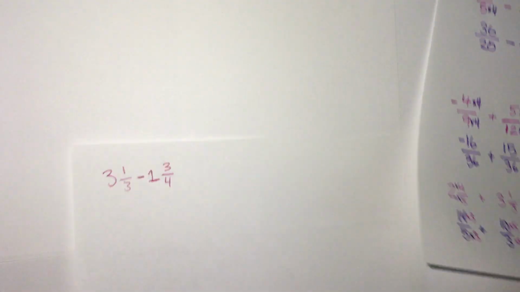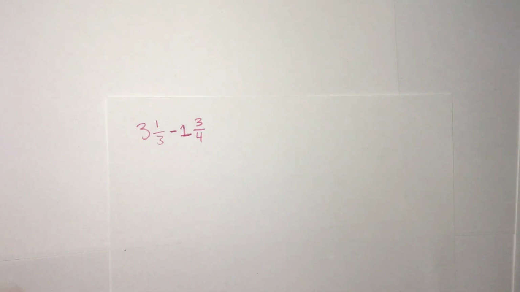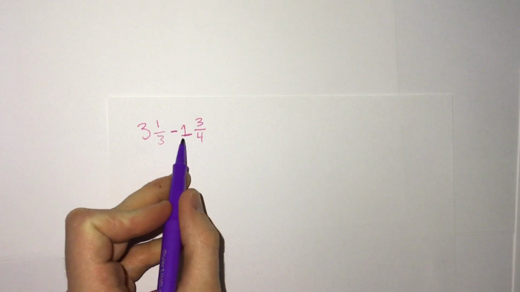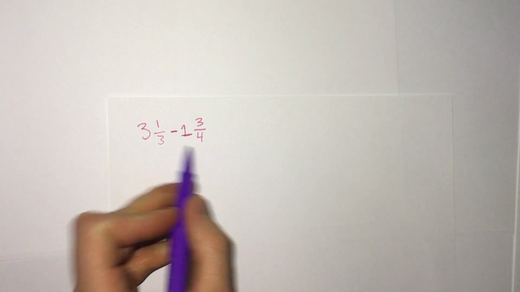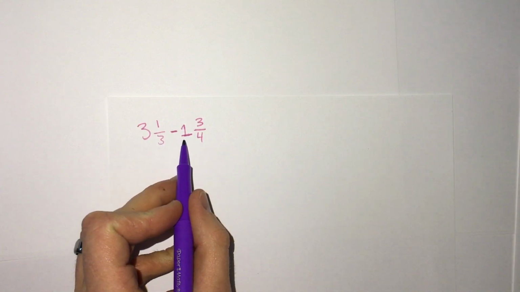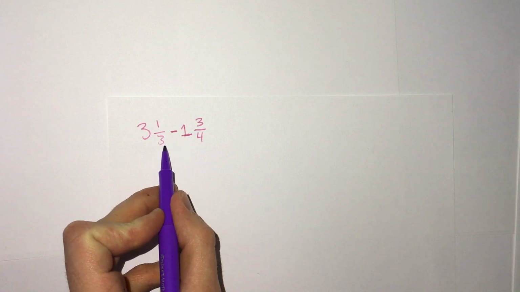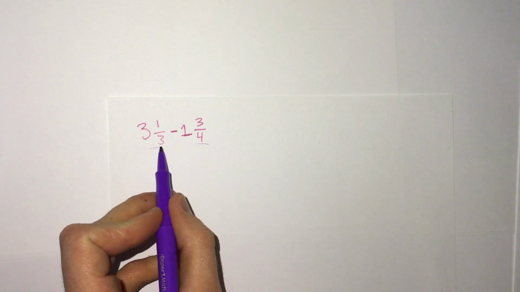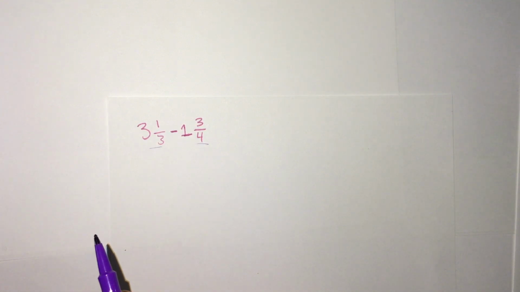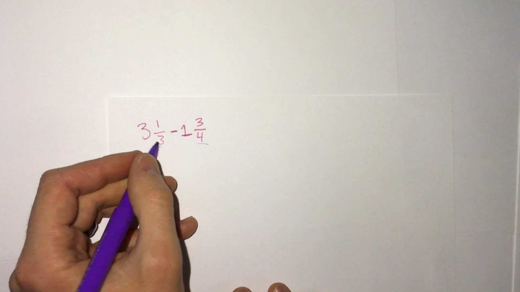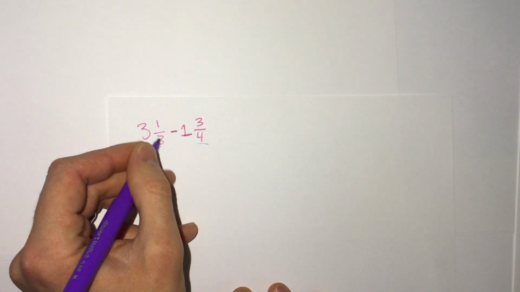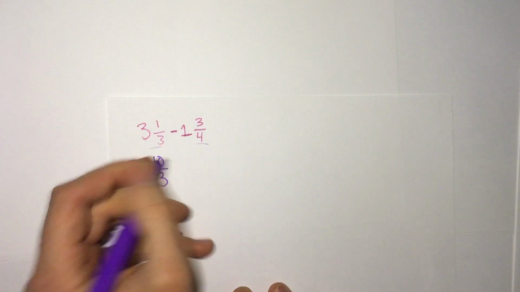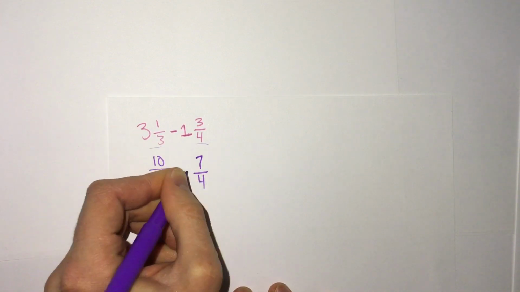And one more, and another reason why I prefer using improper fractions, 3 1/3 minus 1 3/4. So often we might think we can subtract the whole numbers, but here, if we try subtracting the fractions, 1/3 minus 3/4, 1/3 is smaller, so we'd end up with a negative, which would make it kind of difficult. So again, we'll convert. 3 times 3 plus 1, 10/3. 1 times 4 plus 3 is 7/4.